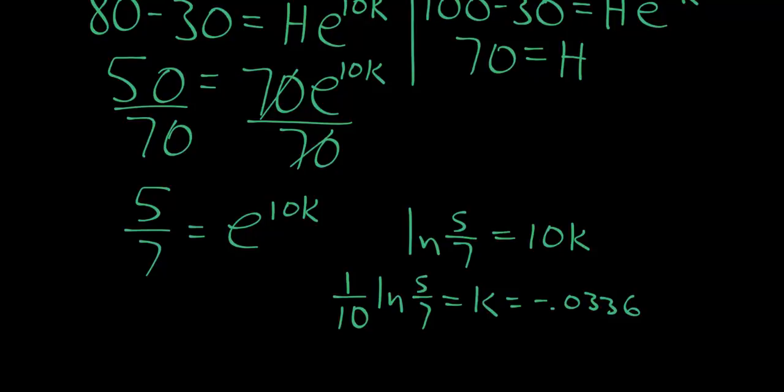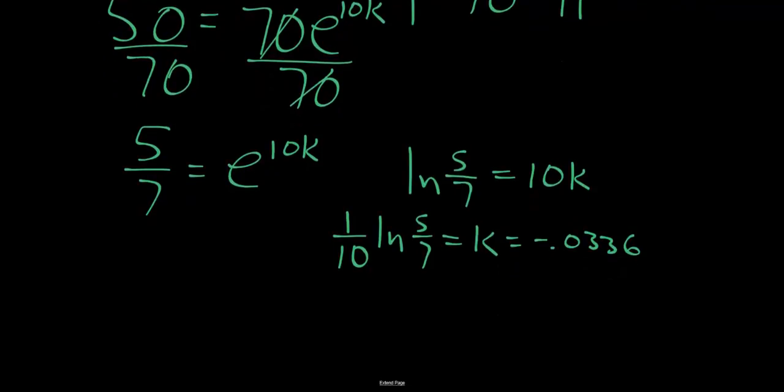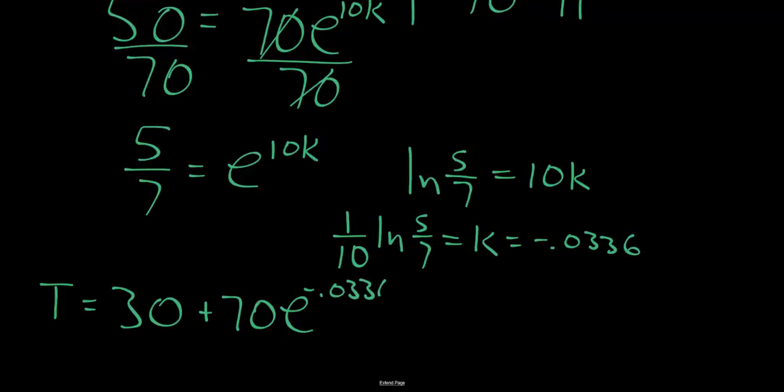Everybody see that? Now, what we've done here is we've used Newton's law of cooling and come up with a model. So here's what we've got. We've got T. Now remember, for the room temperature we had T minus 30, so let me bring that to the other side and just call it 30. Plus 70 e to the negative 0.0336 T. And that is our Newton's law of cooling formula.